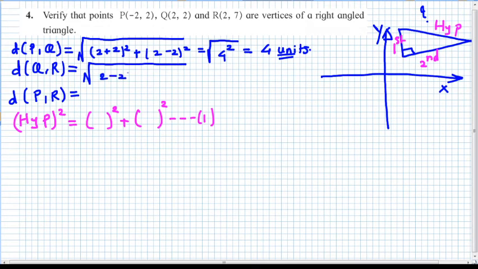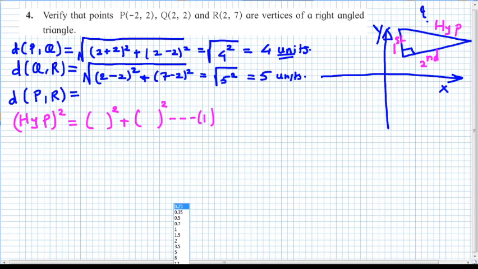2 minus 2 the whole square plus, what? 7 minus 2 the whole square, and that will be what? That will be 5 square, and that will be 5 units. Okay, so this is for this part.